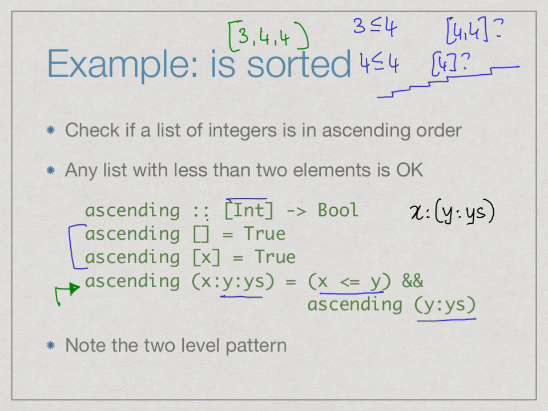But the interesting thing about this particular definition is that we can have a 2-level pattern like this, which allows us to access not just the first element, but the second element or even the third element. We can have a 3-level pattern. Provided the list has that many elements, we can individually name all those elements directly in the pattern.